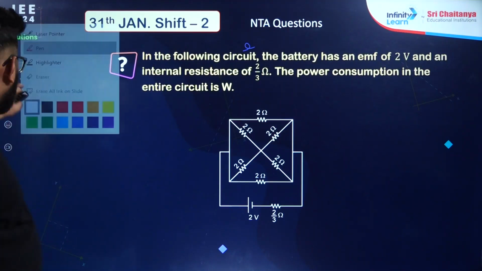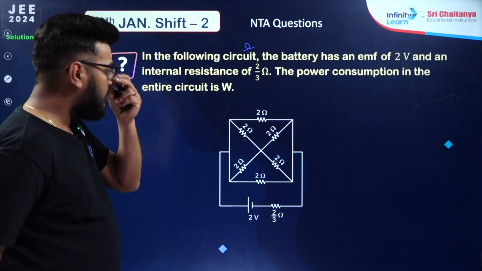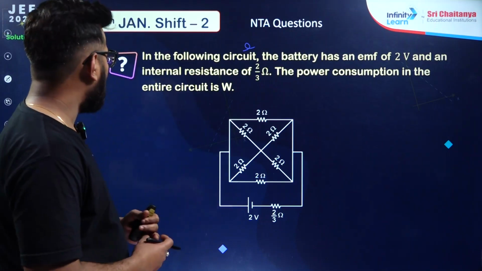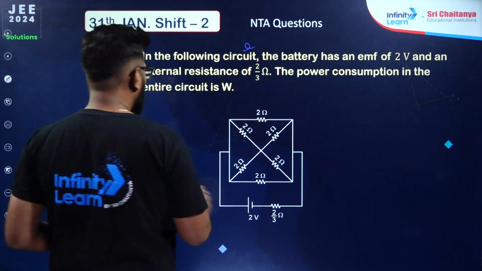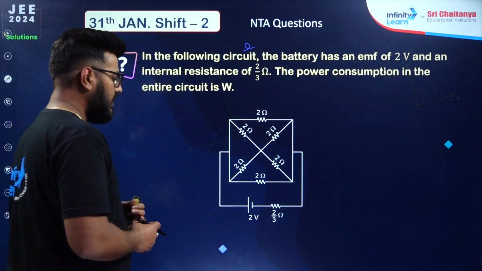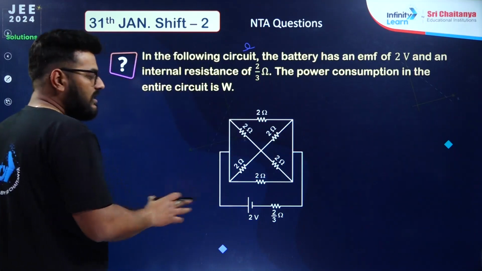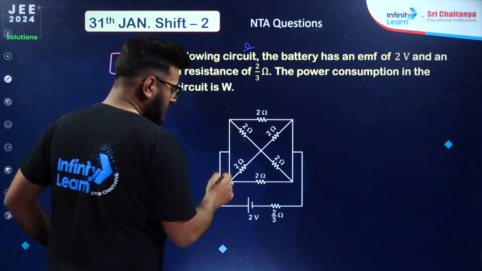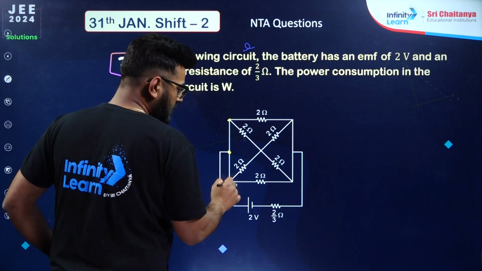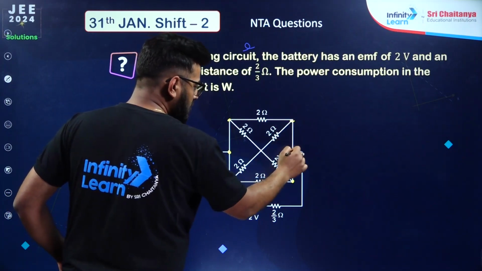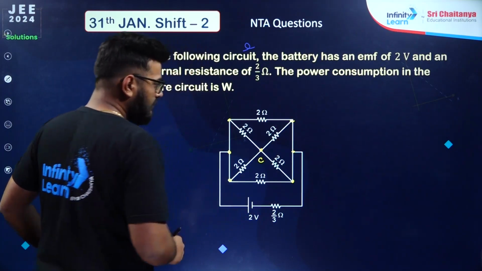In the following circuit, when the battery has an EMF of 2 volt, so here is a battery, and an internal resistance 2 by 3 ohm, the power consumption in the entire circuit is. So what you can do is you can just construct the entire circuit. As you can see, this point is A, this is A, this is A, this is B, this is B, and this is B, and you can consider this point to be C.